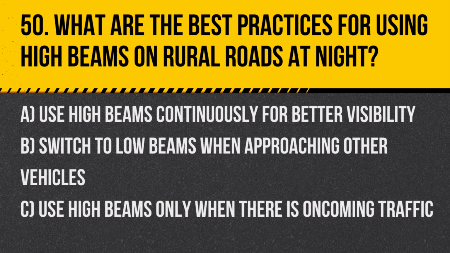Question 50. What are the best practices for using high beams on rural roads at night? A. Use high beams continuously for better visibility. B. Switch to low beams when approaching other vehicles. C. Use high beams only when there is oncoming traffic. Answer: B. Switch to low beams when approaching other vehicles. High beams can blind other drivers.